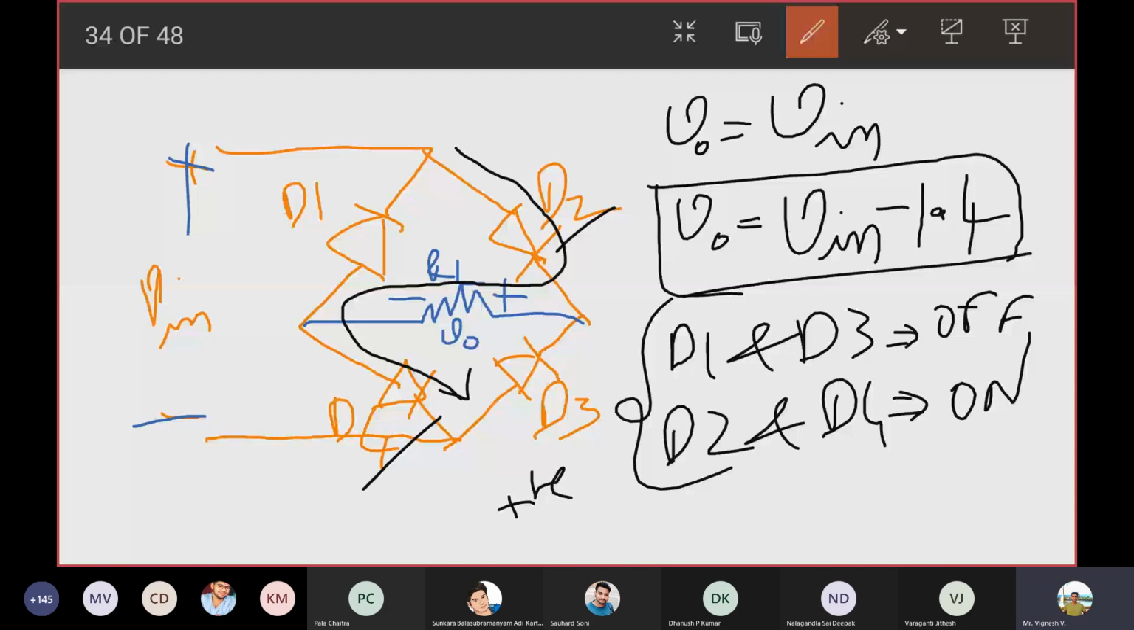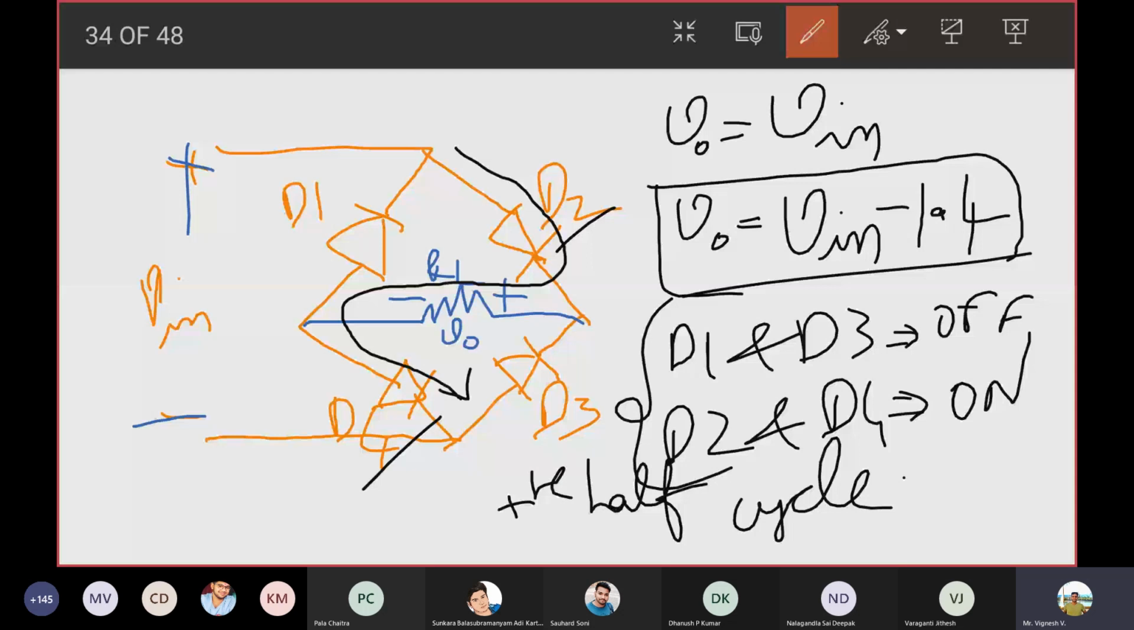Can you see me writing? I've written V output is equal to V input. Is that in all cases, sir? Only in the positive half cycle. Since we are analyzing only the positive half cycle right now, I've told V naught equals V in only in the positive half cycle. We'll do the analysis in the negative half cycle as well. You know that the current flow is happening from this point to this point, right? If I call this node A and this node B, the current flow is happening from A to B in the positive half cycle.